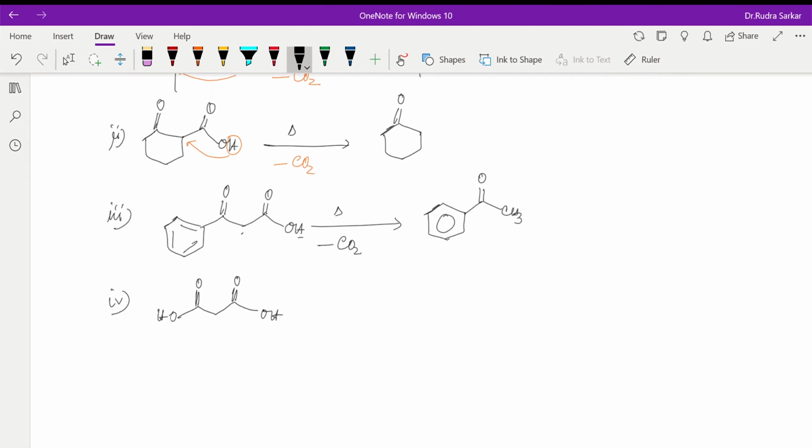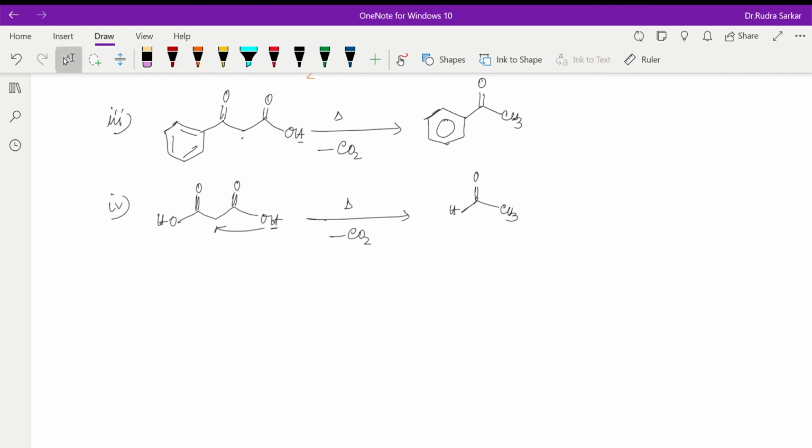Now here you have been given a malic acid, right? Just try to take out one of the CO2s. That means this particular hydrogen goes in here and the rest of the unit goes away as gas. That means your answer would be CH3, C double bond O, H, and minus CO2.